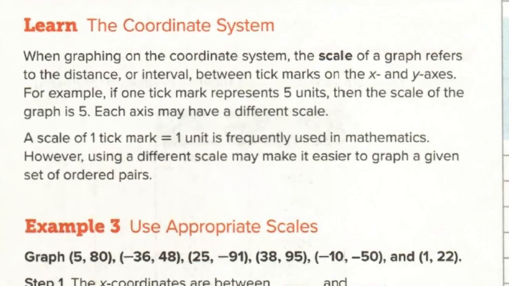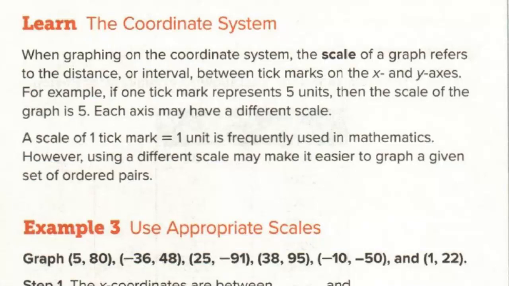When graphing on the coordinate system, the scale of the graph refers to the distance or interval between tick marks on the x and y axes. For example, one tick mark represents 5 units, and the scale of the graph is 5. Each axis may have different scales. A scale of one tick mark equals 1 unit is frequently used in math. However, using a different scale may make it easier to graph a given set of ordered pairs.